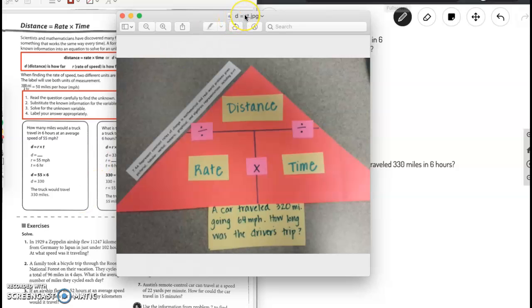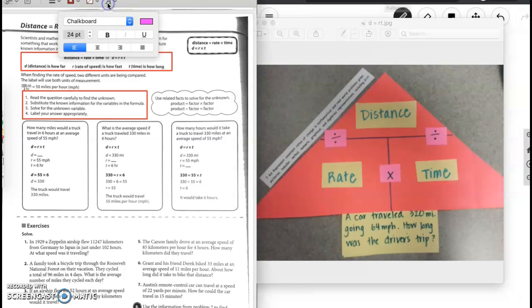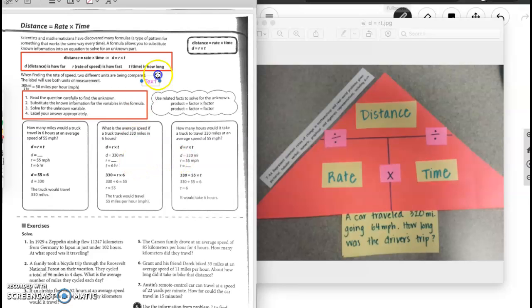Let's actually go over what the formula means, right? So distance equals rate times time, or D equals RT. Distance means how far. Some cue words that tell us that something is talking about distance include miles, kilometers, meters. Basically, think about a plane or a car and how you would measure the amount of space or distance that it covers.